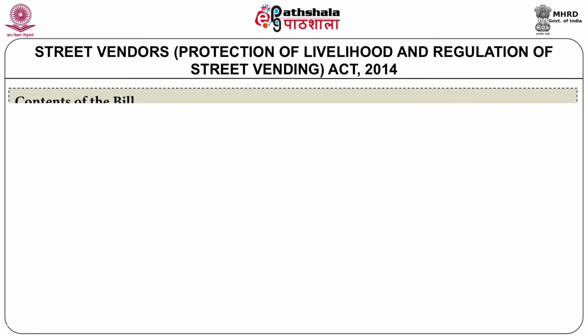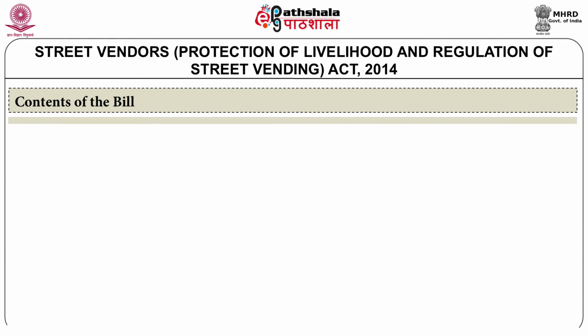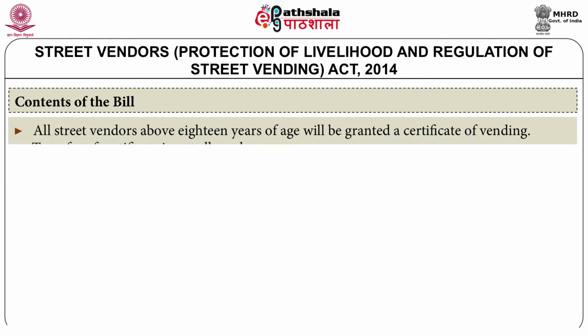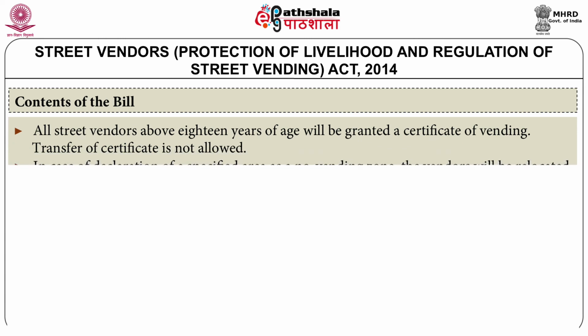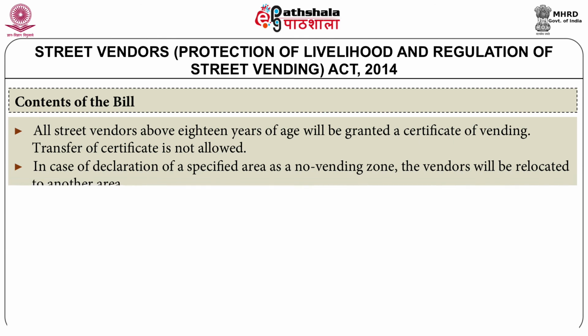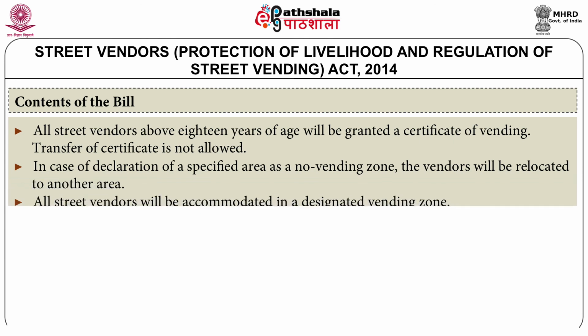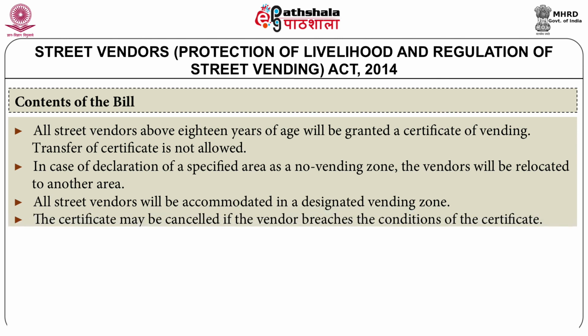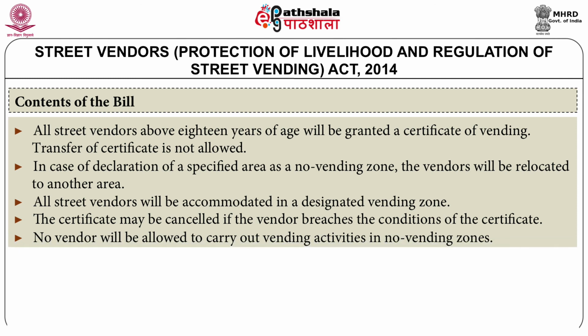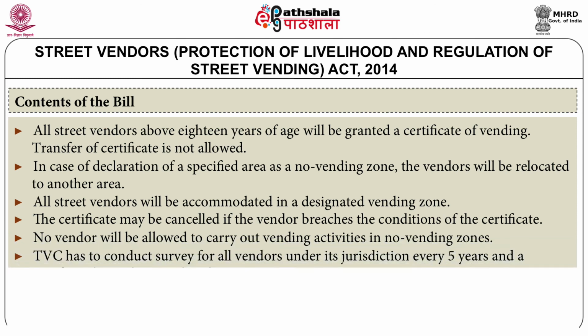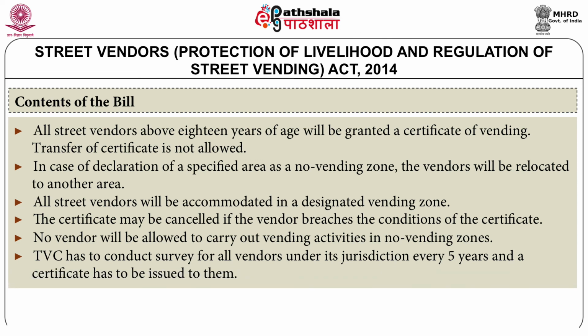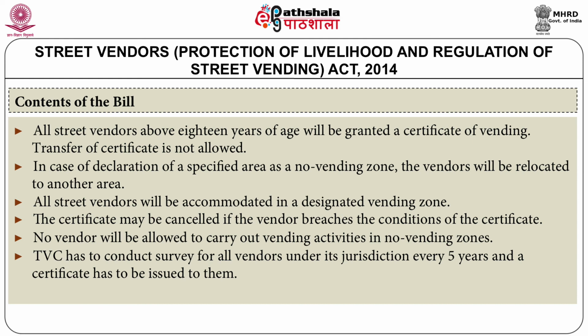Next, we come to the sector we were referring to as the informal sector, which contributes to the economy of our cities. The Street Vendors (Protection of Livelihood and Regulation of Street Vending) Act of 2014 gives a legal mandate to protect the livelihood and to regulate this activity. Under the purview of this act, all street vendors above 18 years of age are supposed to be granted a certificate of vending, with the transfer of the certificate not being allowed.